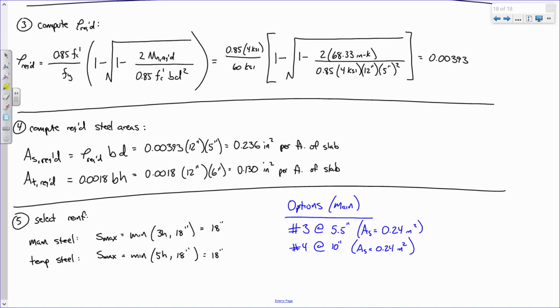Okay. Now, let's ask it this way. Whenever you've got a bunch of different reinforcement options, which one do you pick? The one that has the smallest area, right? Let me ask you this. Are there any other options, number 5s, number 6s, anything that has a smaller area? Nothing, right? So I got those 2 to pick. Now I got a problem. They're the same area. Which one do I pick?